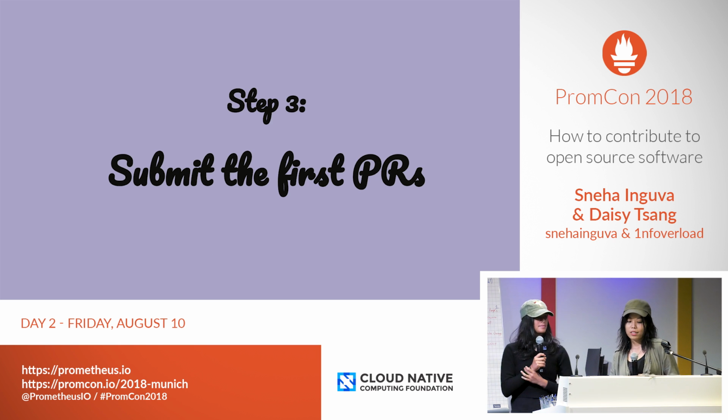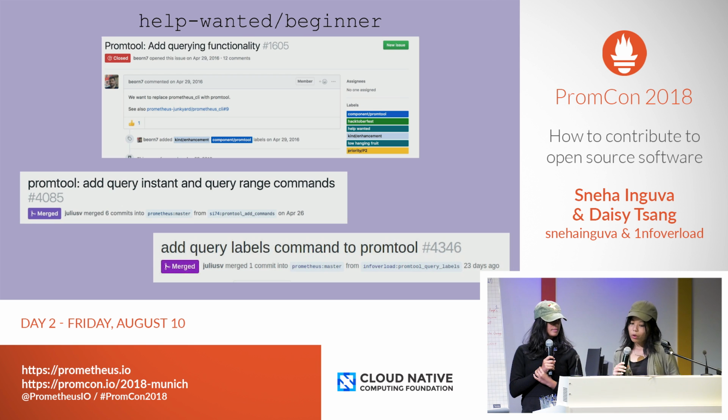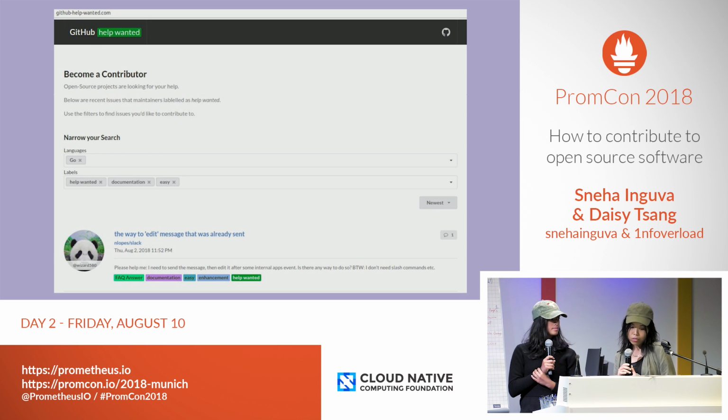The third step would be to submit your first pull request. A good place to start would be documentation, because as a project grows larger and larger, the gap between users and developers grows bigger, and documentation is very important. And then you might want to look up issues that are tagged with help wanted. Here's an example of something that Sneha and I had done for Prometheus, where we added a feature to PromTool. And you could check out githubhelpwanted.com, where you could filter for issues by language and GitHub labels.